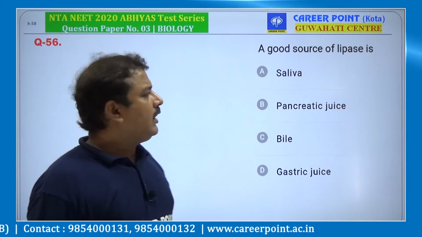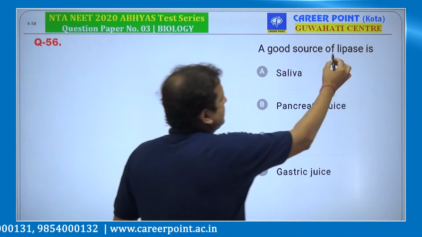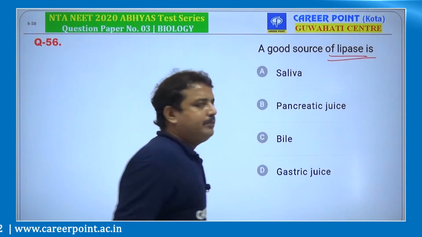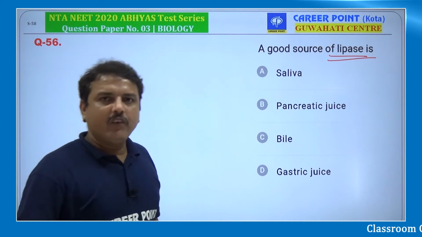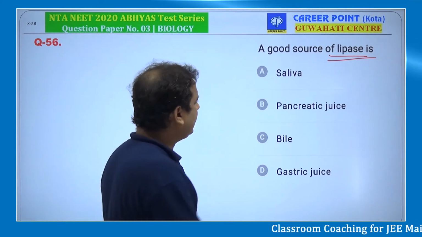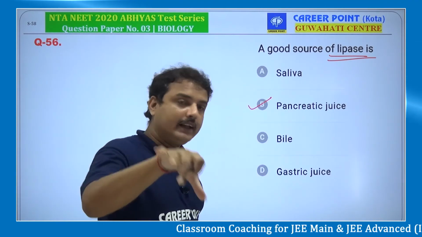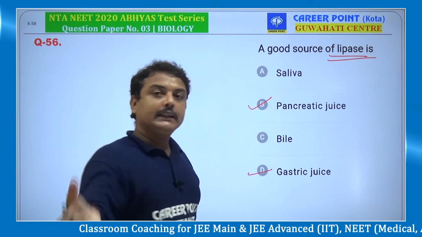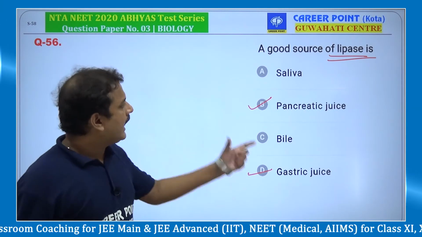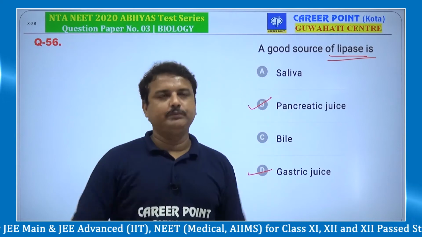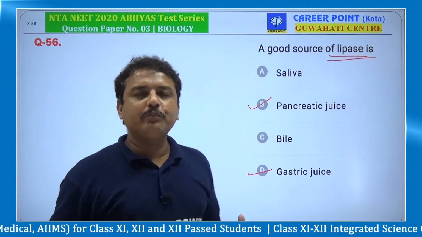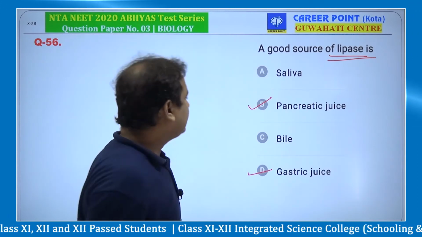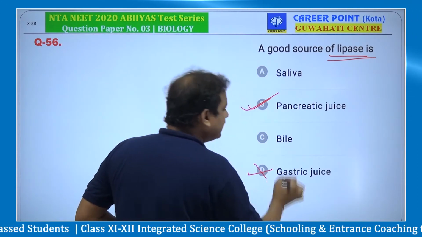A good source of lipase. So lipase is a digestive enzyme. Lipase is a lipid digesting enzyme. So lipid digesting or fat digesting enzymes are present in pancreatic juice as pancreatic lipase and in gastric juice as gastric lipase. So here answer is both B and D. Now the amount of pancreatic lipase is more compared to gastric lipase. So here answer is B, not D.